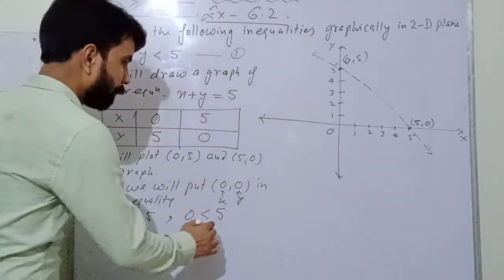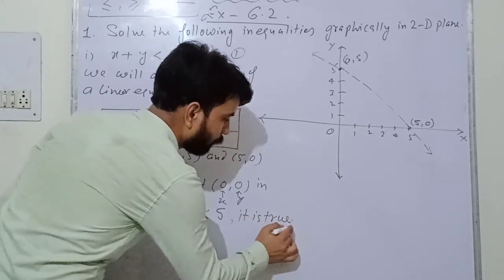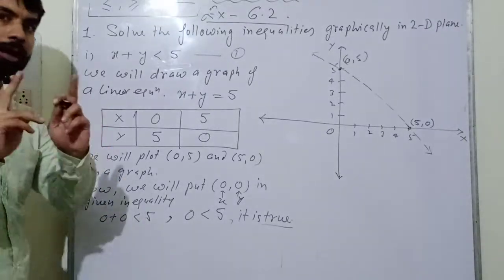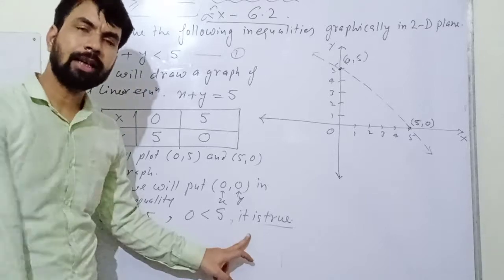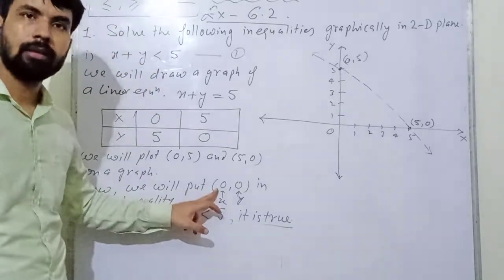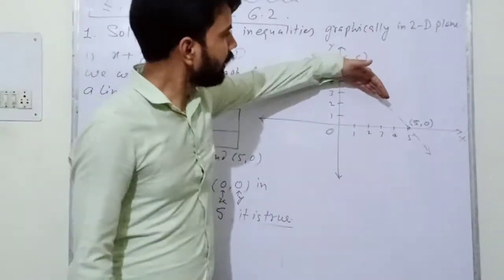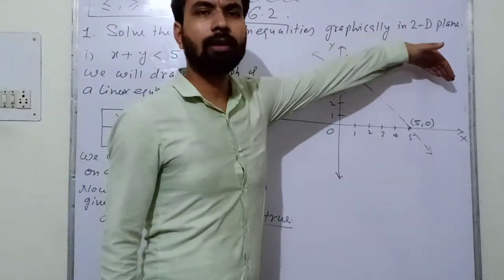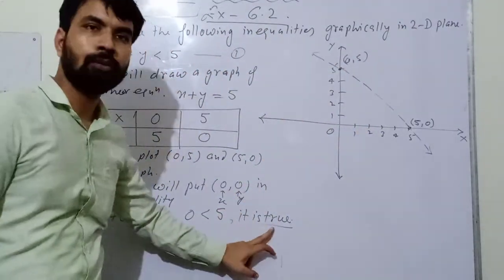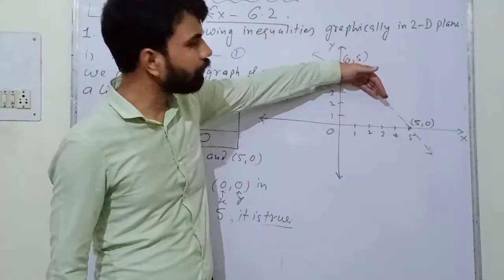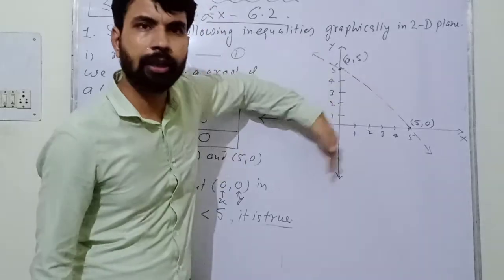So you have to write it is true. Got it? Now listen very carefully. If this condition is true, then we will shade the region towards this point, 0, 0. The condition has come true. Now, do we shade the region on this side of the line or that side? It depends on this statement. Here it is true. If it is true, we will shade the region towards 0, 0. So where is 0, 0? Here. So we will shade the region on its side.